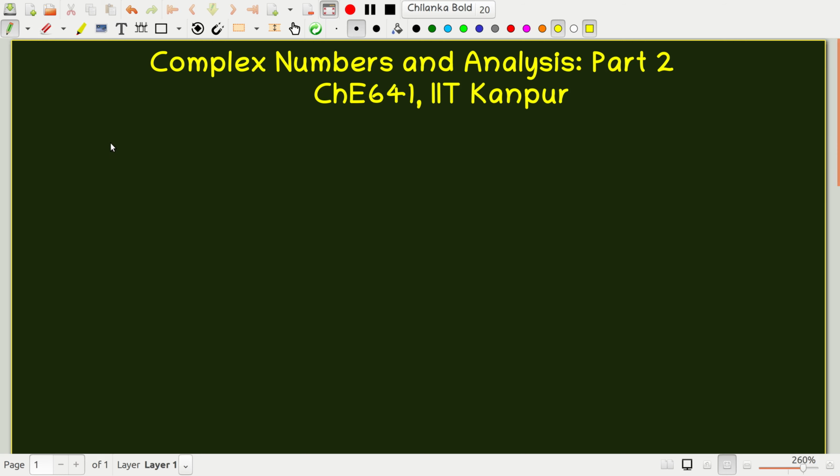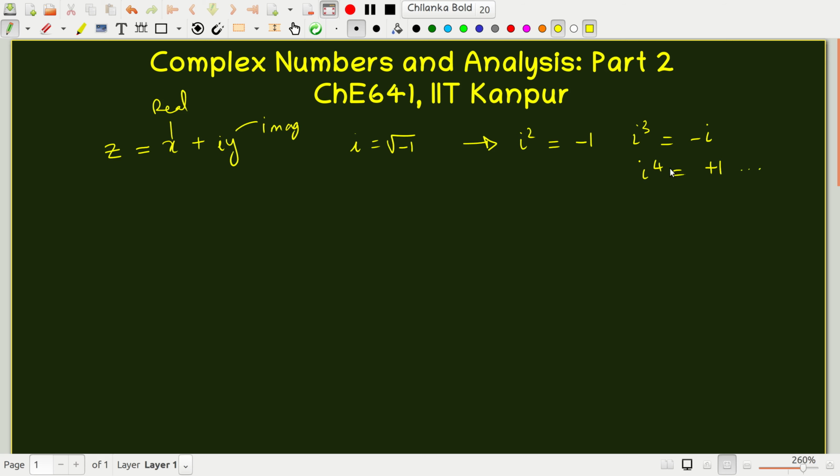So we had discussed in the last module, part 1, that we can generalize numbers to include square roots of negative numbers. Those are called complex numbers, generally written as x plus iy. x is the real part and y is the imaginary part, and i is the unit imaginary number, which is the square root of -1. So this implies immediately that i squared is -1, i cubed is minus i, i to the 4 is plus 1, and so on. This is something that you can verify yourself.